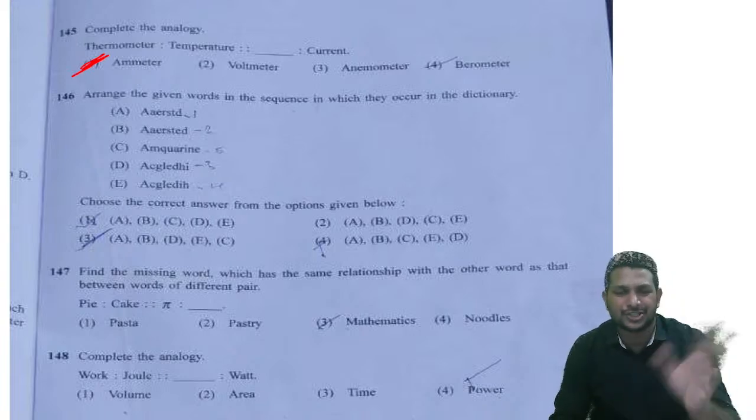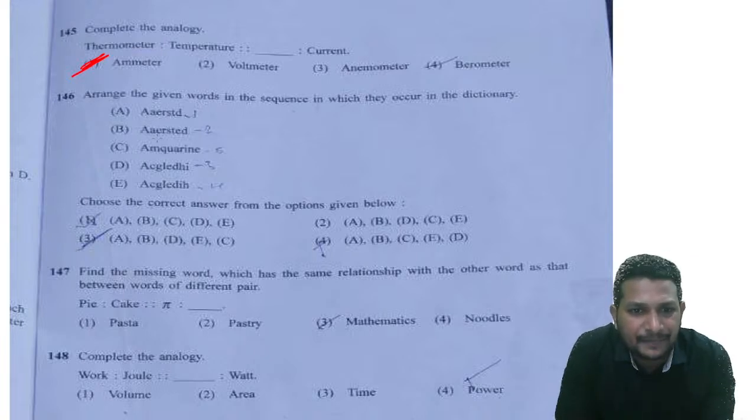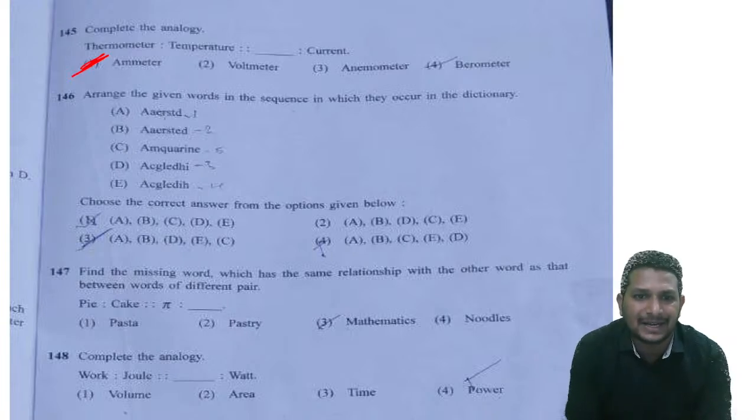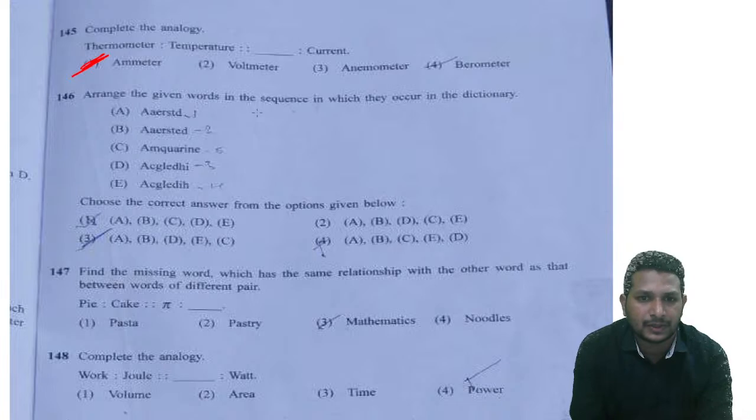Next, the next question is related to arranging the given words in dictionary order. This time they gave both the questions, right? Logical order as well as dictionary order. So in dictionary order, as we can see, AE, AE, AM, AC. As we know, second letters are A. So obviously A will come first. This is the first one.